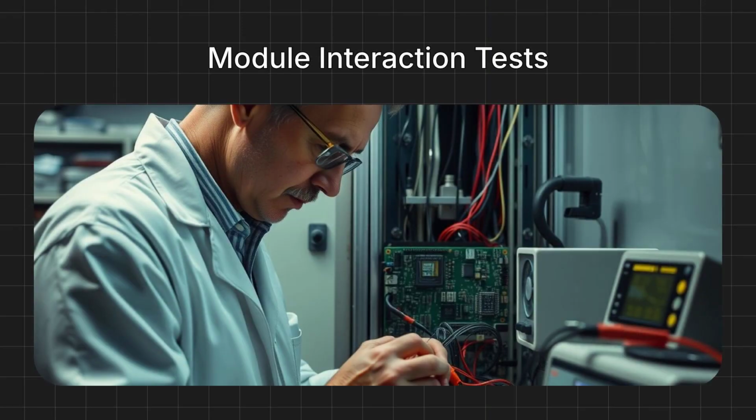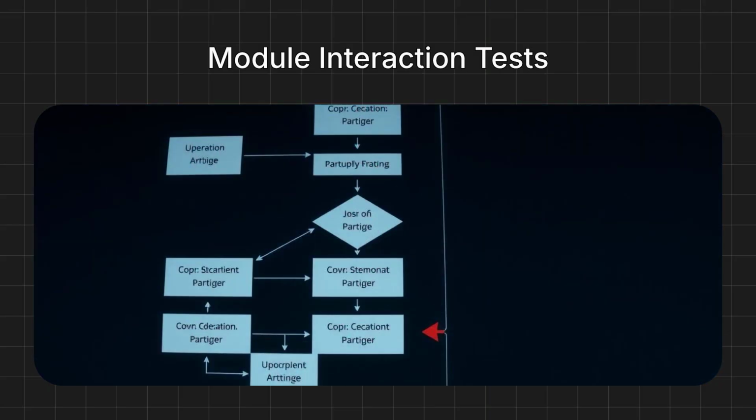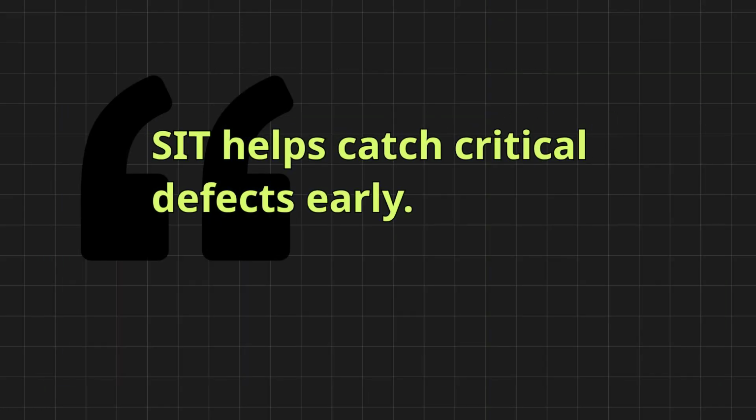These tests reveal if modules are incompatible, if data is lost or corrupted during transfer, or if the sequence of operations is incorrect when modules interact. System integration testing is an indispensable phase for building robust and reliable software systems. By focusing on the interactions between modules, SIT helps catch critical defects early.